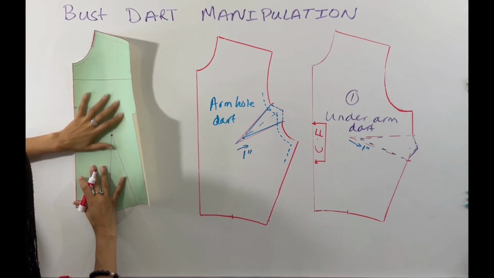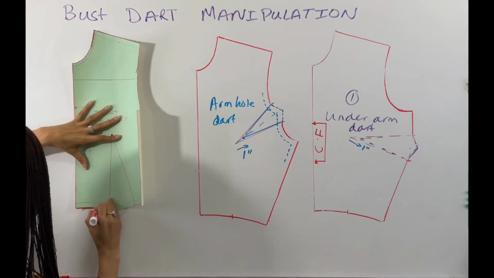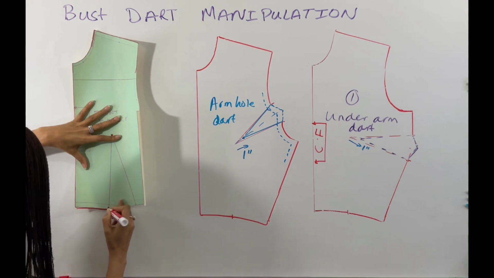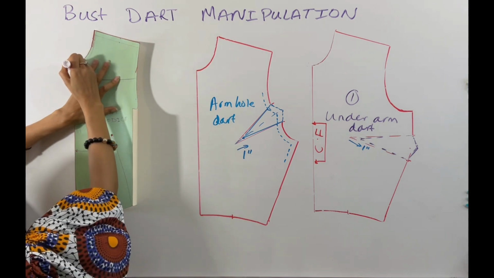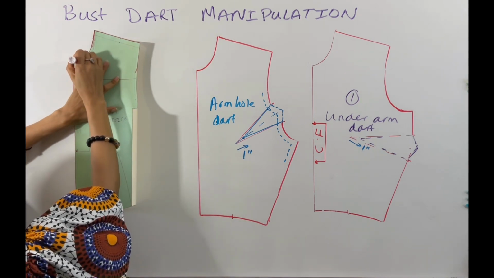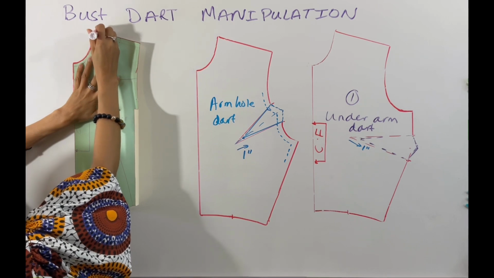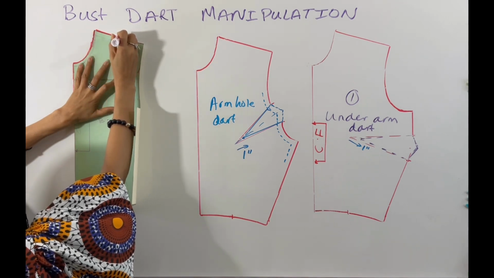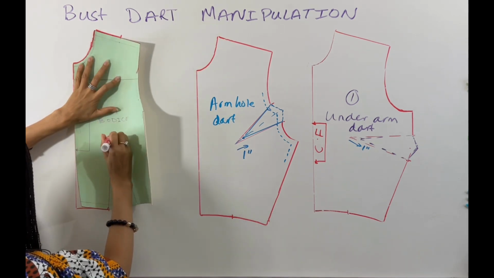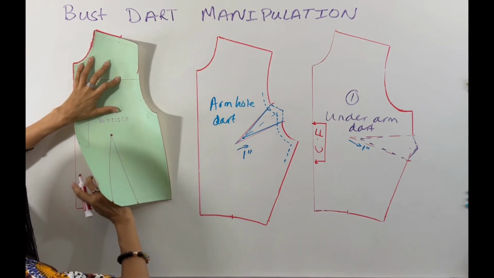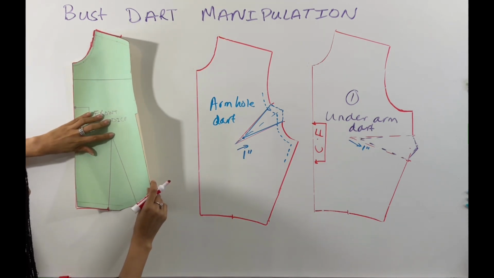So let's trace this pattern up from the center front at the waist to the beginning of the dart, and we are also going to trace along the neckline, along the shoulder to that mark. All right, you need to have that mark right there. You need to mark where the dart is going to be.